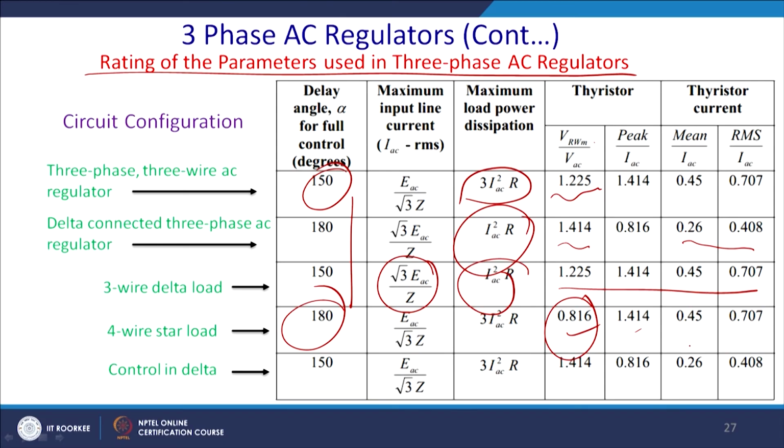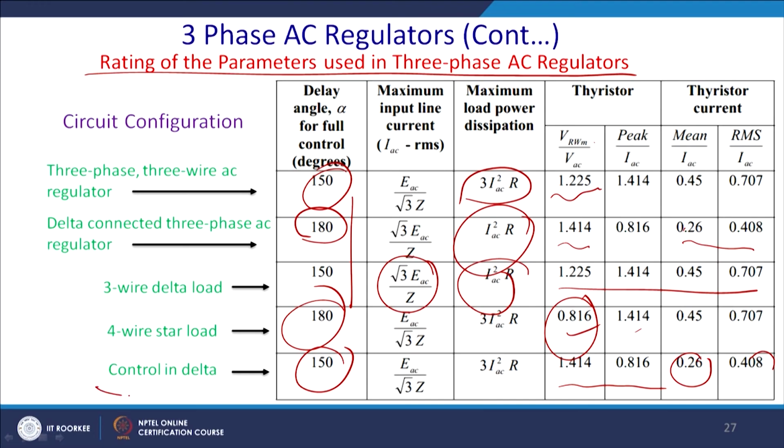But mean is same and the thyristor rating is same, and in the control delta which we have seen here you can find that these values are the same as for 180 degree of conduction. So, whatever you get in a delta connected 3 phase AC regulator in 180 degree mode of conduction, you get the same thing in the control delta for 150 degree mode of conduction.